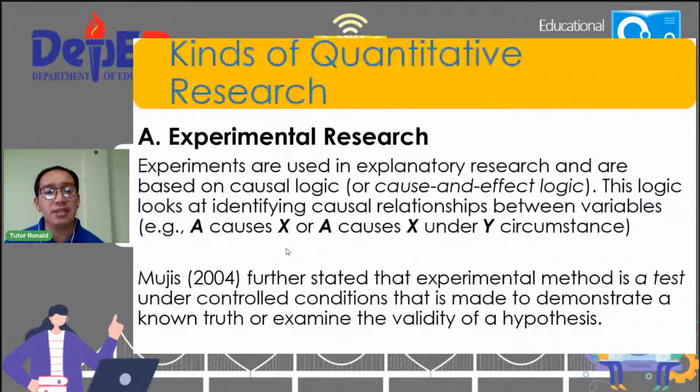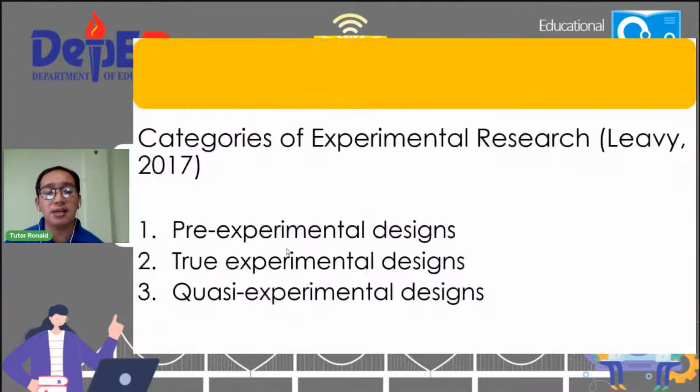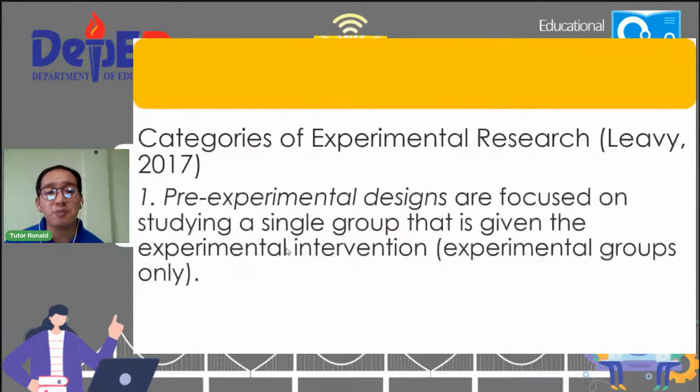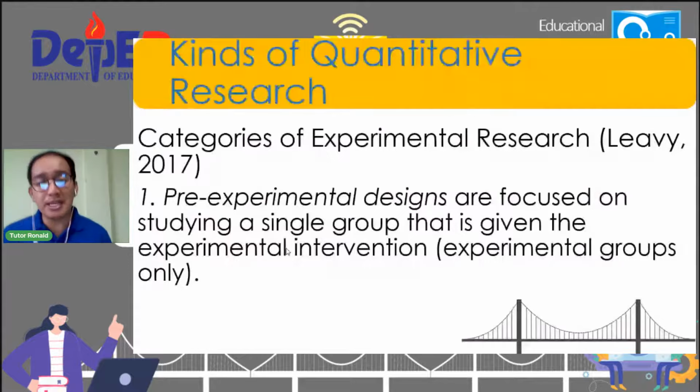Levy in 2017 categorized experimental research into three: pre-experimental design, true experimental designs, and quasi-experimental design. And let's discuss each of these. So pre-experimental designs are focused on studying a single group that is given the experimental intervention, no? And this group is called the experimental group.